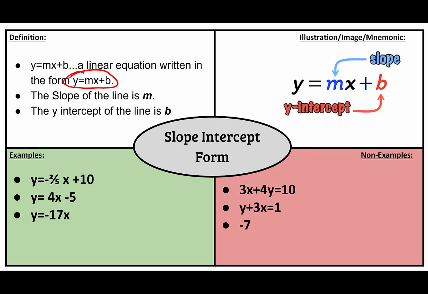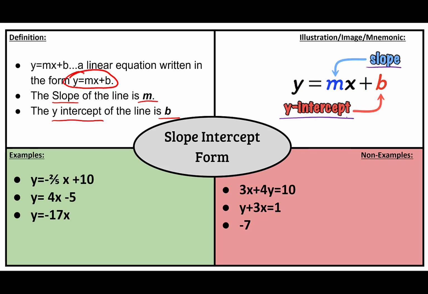That equation includes the slope of the line, which is, of course, m. So we're including the slope of the line, which is m, and the y-intercept of the line, which is b. You see that over here in the illustration and mnemonics section. There's a fairly simple diagram included here that just is pointing out the slope in the equation and the y-intercept in the equation. All we have to do is plug in a number into the slope m and the y-intercept b, and we have ourselves a linear equation in slope-intercept form.